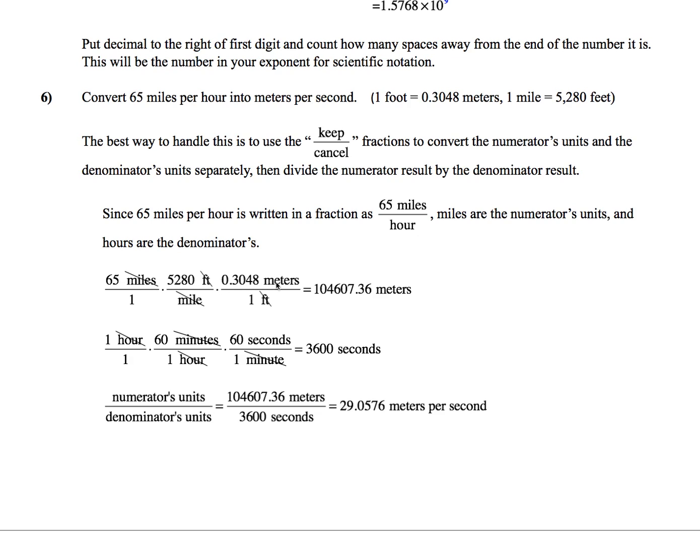When we multiply these three out, we get 104,607.36 meters. Now we need to convert hours into seconds, because this is just what we have in our denominator. We're going to need number of seconds in the denominator. And so just as we did in the question above, we multiply by 60 minutes per hour and 60 seconds per minute to cancel hours and minutes, so that we have 3,600 seconds. The numerator's units are meters. We put that here. The denominator's units are seconds. We put that here. And that gives us 29.056 meters per second. So those are the first 3 questions, and subsequent videos will cover questions 7 through the end.